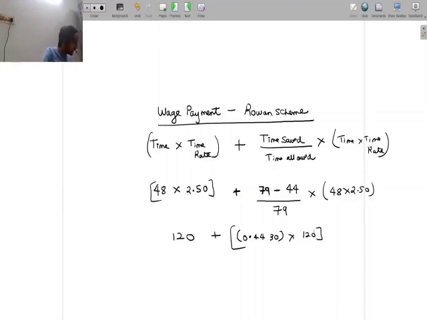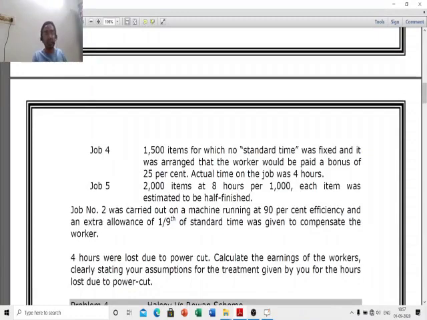Let us see what we get here. 120 into 0.4430, 53.16. Let me round it off to 120 plus 53. I will say 173 rupees is the bonus, that 173 rupees is the entire wage payment that the workers are eligible to get. So this answers the third question.